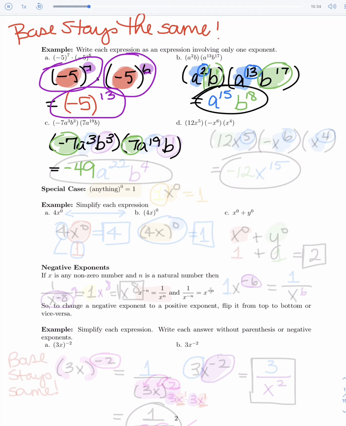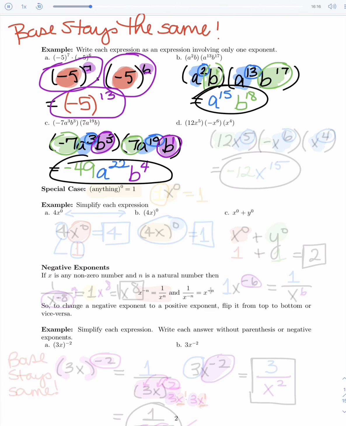Now I'm going back to exponents. I've got an a to the 3rd and an a to the 19th. Remember, the base will stay the same as an a. And then 3 plus 19 is a total of 22. Last part of this one is looking at the b's. We've got a b to the 3rd and a b, which means there is a b there. So we've got 3 plus 1 more is a total of 4 b's. So b to the 4th, and we're all done. Our final answer is negative 49, a to the 22nd, b to the 4th.